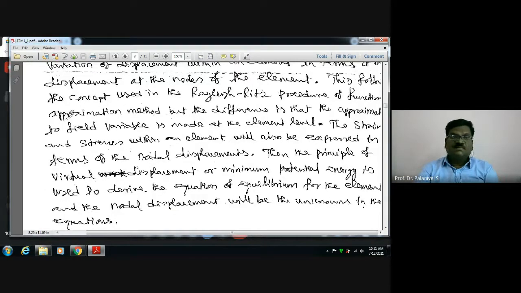Then the principle of virtual displacement. Please see here. The principle of virtual displacement or minimum potential energy is used to derive the equations of equilibrium for the element, and the nodal displacements will be the unknowns in the equations. This is called element property. Finally, we are going to derive equations of equilibrium for the element. The displacements at the nodes, I told you, will be the unknowns in that equation.